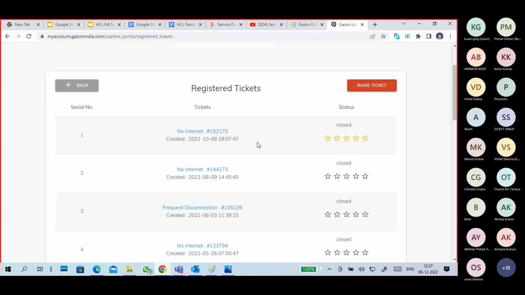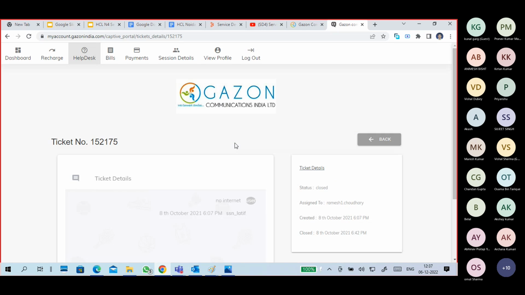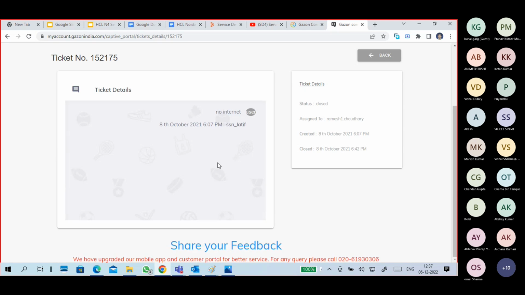Once the issue is resolved, they will close the ticket, or they will call you back and ask if the issue is resolved or not. They send a confirmation message first, make sure the customer is satisfied with the resolution, then close the ticket. This is the recent one, which is one year back. Because for more than one year I'm not there, so no internet.